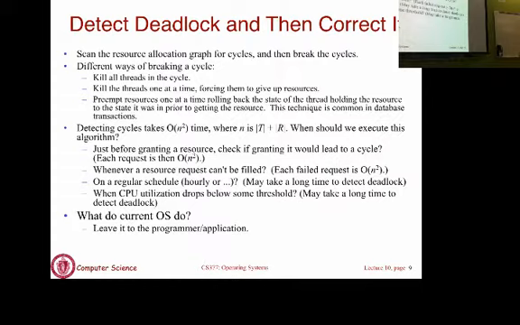Okay, so I'm going to end this lecture here. We'll do the other part of deadlock, deadlock prevention, next time. This is going to be Friday's class. No class on Thursday as we just discussed.